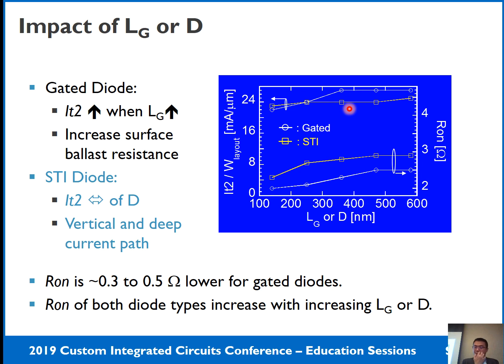For the R-on resistance, both diode types increase R-on with increasing gate length or anode-cathode distance. In general, the STI diode has 0.3 to 0.5 ohm higher R-on. Again, as I have mentioned, a higher R-on will be difficult to fit into a small ESD design window. So this problem for the STI diode needs to be solved.